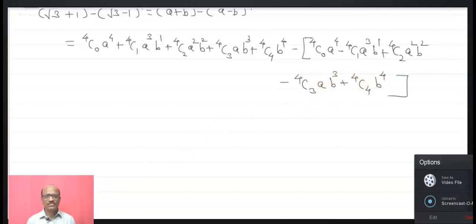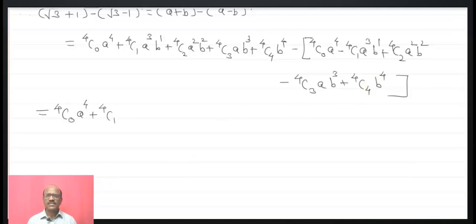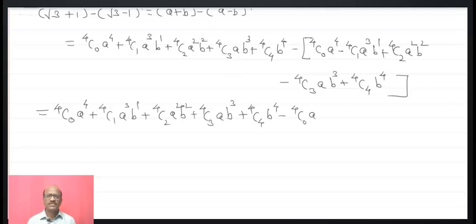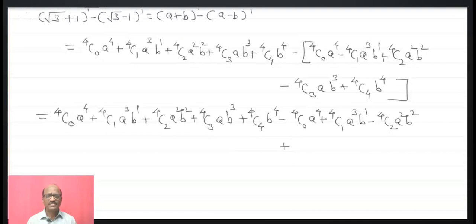Now we will find out their values. That is 4C0 a raised to 4, 4C1. Now it does not require, we have simplified here. Now see this here.